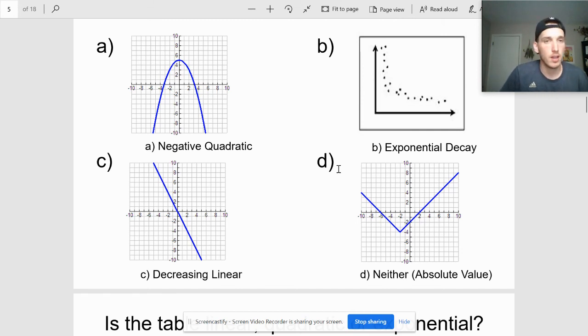So quick video today, just be able to tell the difference between linear, exponential, and quadratic based on their equations and based on their graphs. And we'll learn how to tell the difference based on their tables a different day.